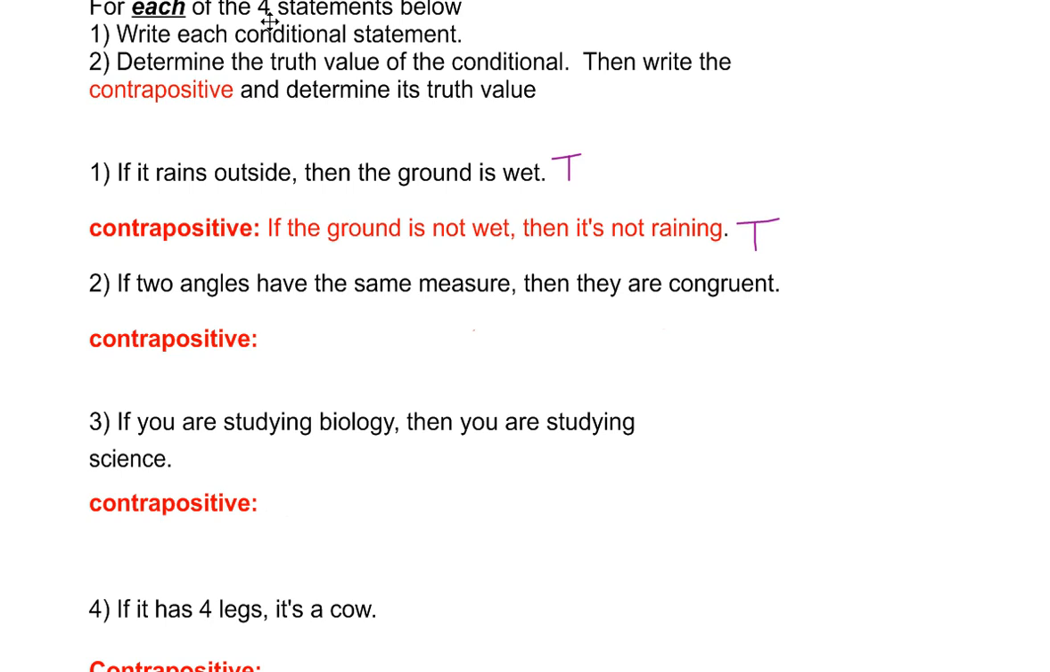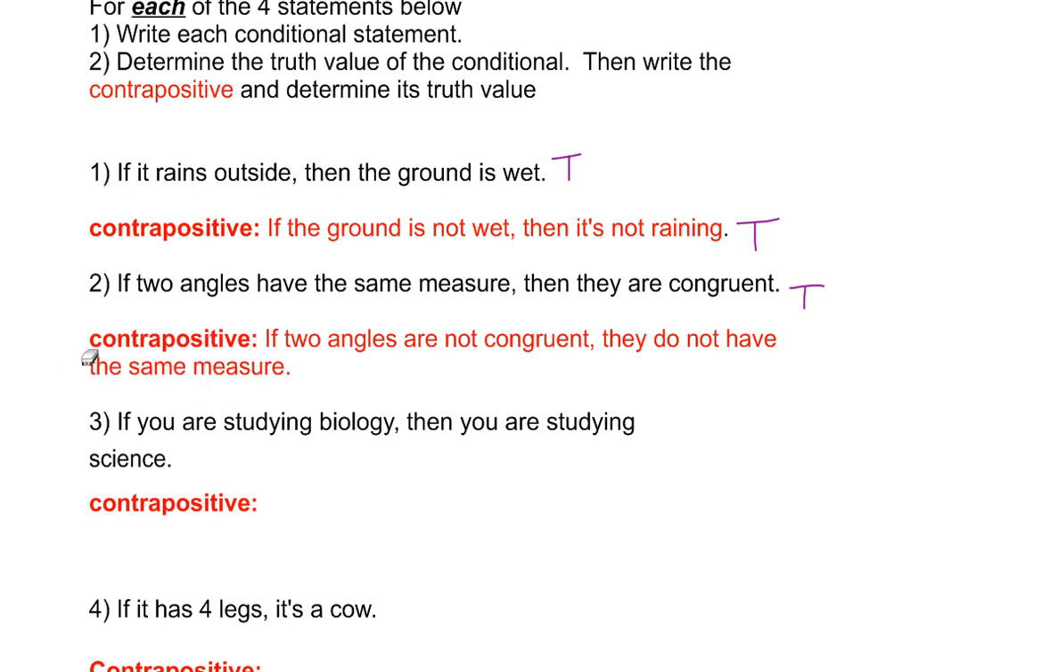If 2 angles have the same measure, then they are congruent. Okay, well, that is the definition of congruence. So we know that this conditional statement is absolutely true, right? And what is its contrapositive? If 2 angles are not congruent, then they do not have the same measure. Well, this statement is also true, because if 2 angles are not congruent, then they cannot possibly have the same measure, because congruence means they have the same measure.